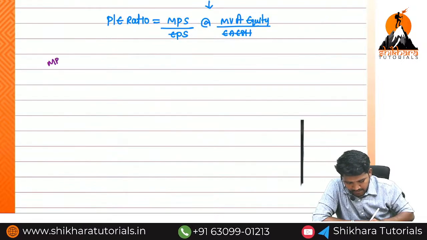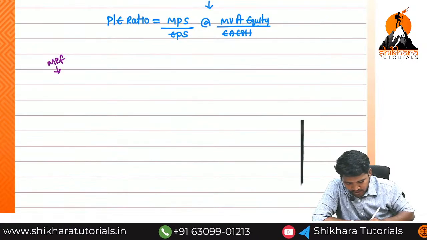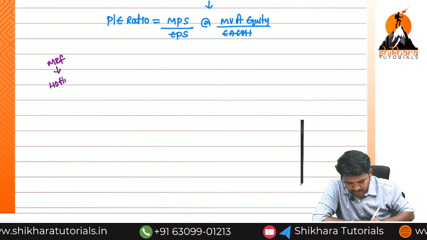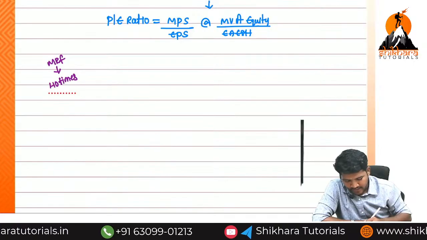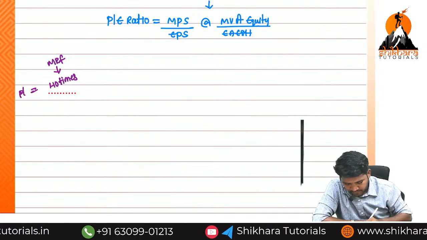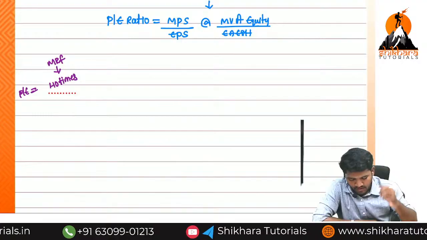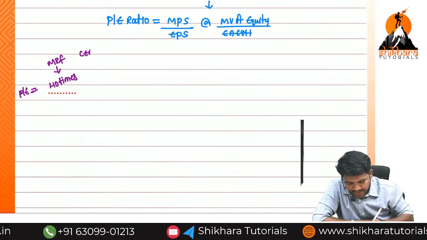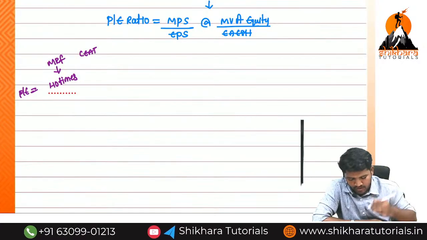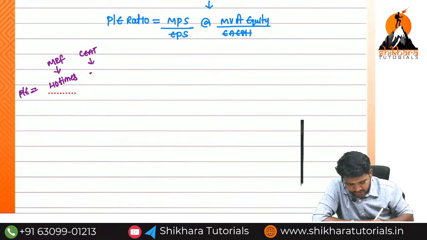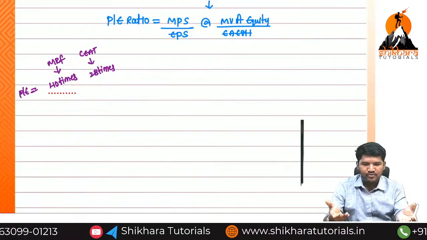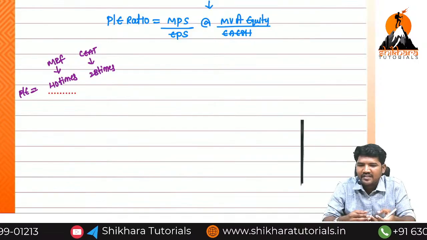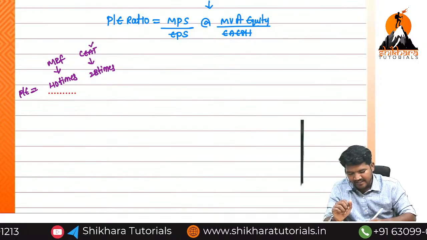I have MRF company's PE ratio. It always shows in times. So what is the MRF company's PE ratio? 40 times is the answer. Take the same CEAT company, a tire manufacturer. That company's PE ratio is 28 times. Now if you give these two values to a local investor, he will say purchase CEAT tires instead of MRF.